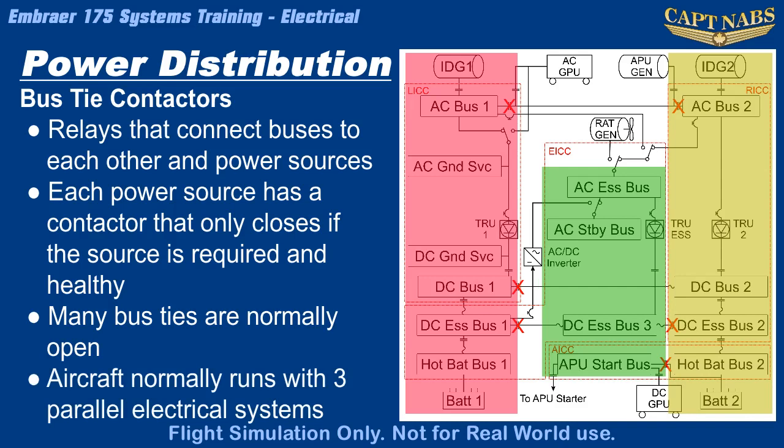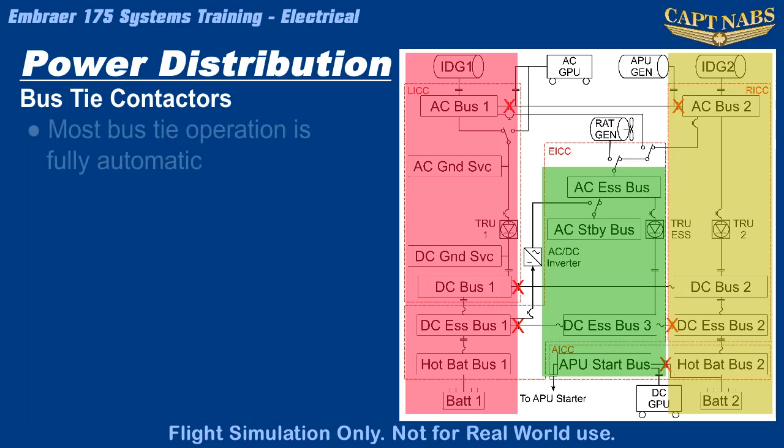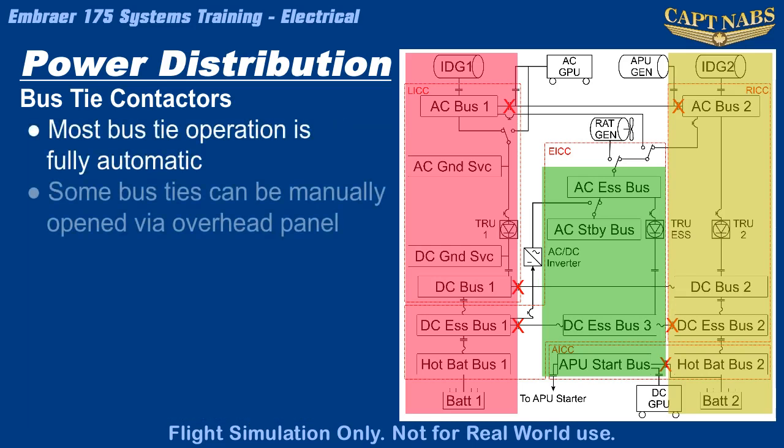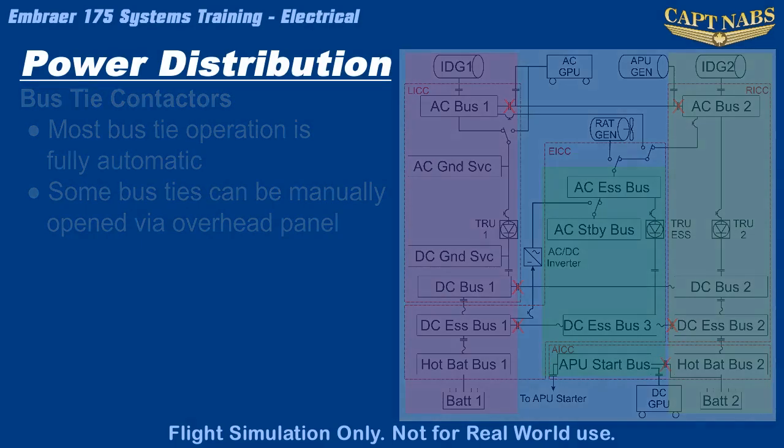However, this parallel architecture helps ensure that any faults within a single part of the network do not cause other networks or parts of the electrical system to fail. Some of the bus tie contactors can be controlled by the pilot through switches on the overhead panel, but many are only controlled automatically and cannot be manually opened or closed by the pilot.